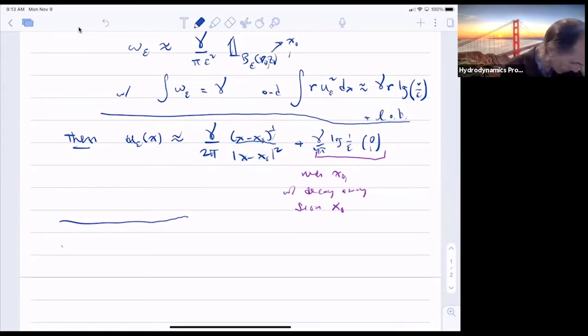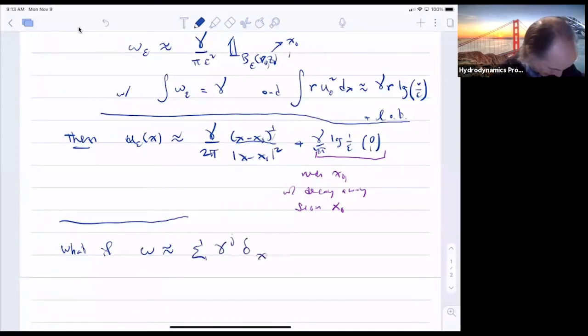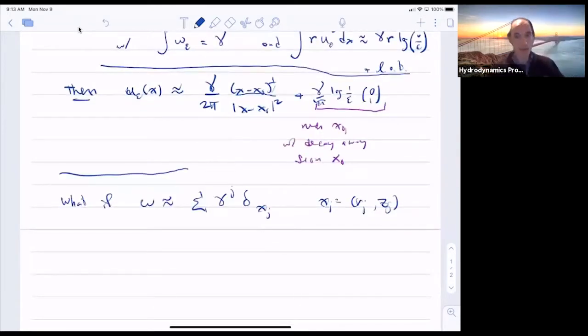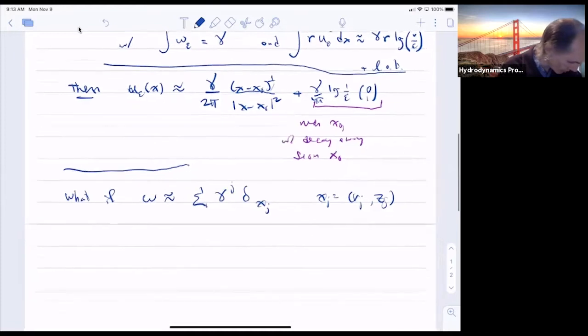And so, what if omega is like a sum of gamma j delta x j? Okay, to be consistent, x j is some (r j, z j). So how do we expect it should move? And so what's the velocity?